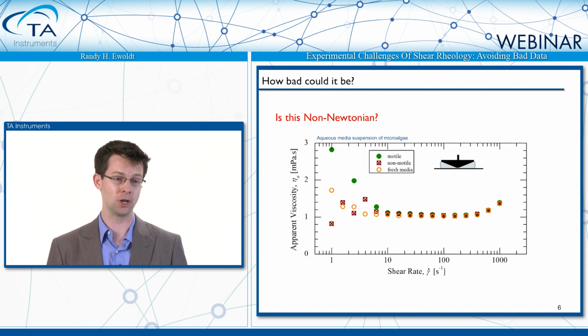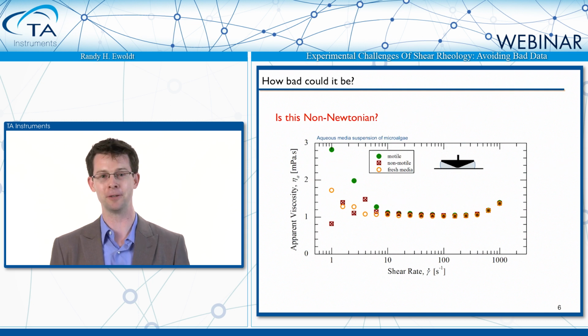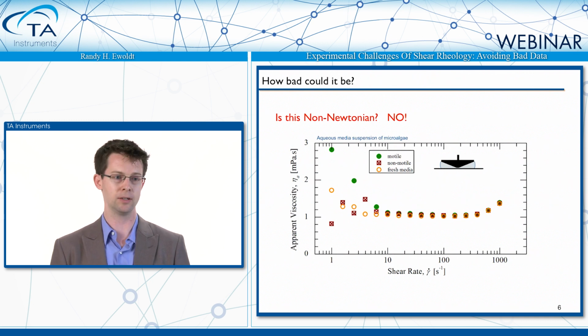In fact, when showing my own data to other people, that's often been the first interpretation of what's going on here. So is this non-Newtonian? The answer is no, and I'll tell you why as we go through this talk, and how to identify exactly where to stop believing the data due to different instrument limitations. The instruments are very good, but everything has limits, including these instruments.